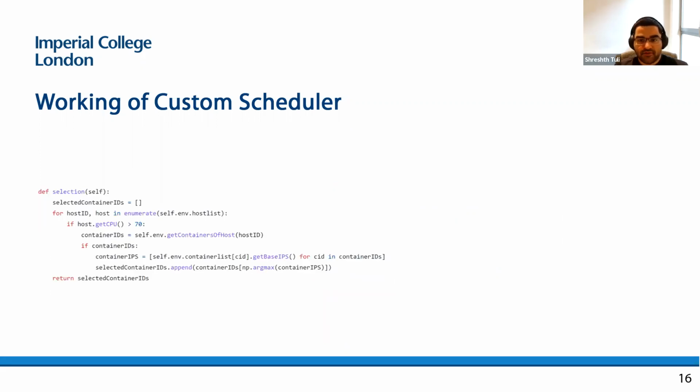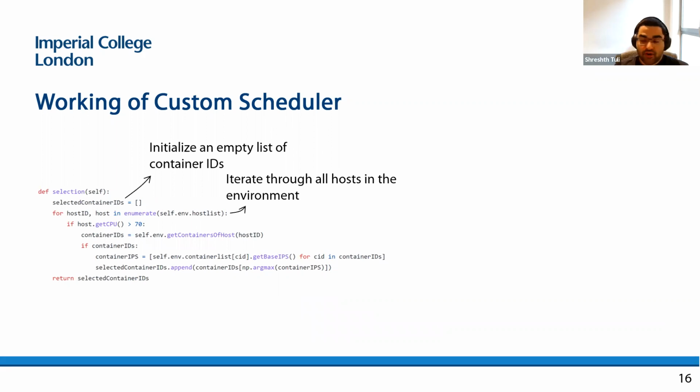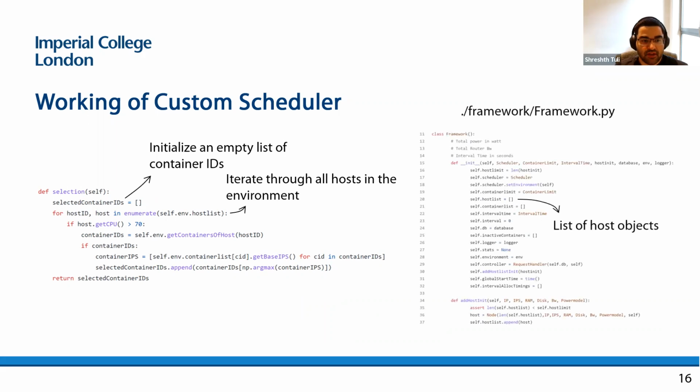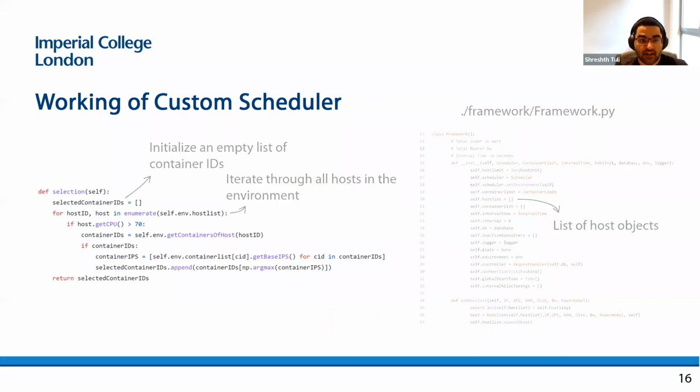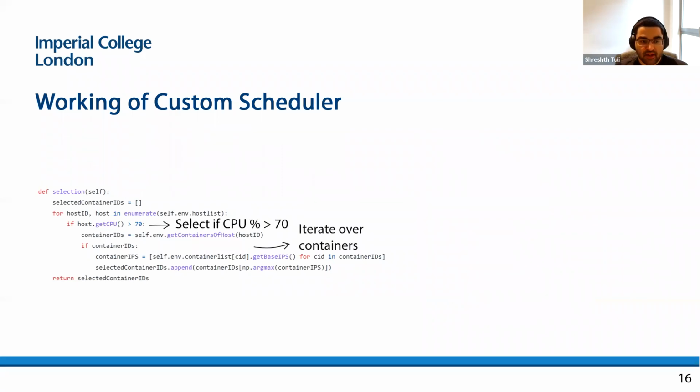So in terms of the selection function, what we did was we first initialized an empty list. We found out the active containers in that host. We found out the host machine that had CPU utilization greater than 70%. We iterated over the containers within that host. We selected the container with the highest instructions per second, and we returned the selected container identifiers as part of the output of the selection function.